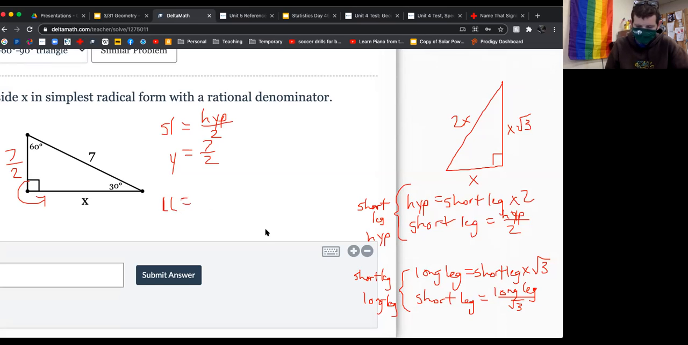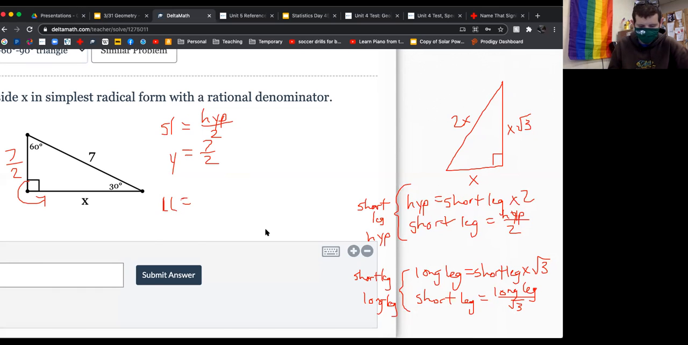Times the square root of 3. There you go. So thanks for answering. Hopefully everyone is looking at this. I have these reference formulas up on the screen. Of course, you can also just look at the diagram right here and piece it together logically from that. But I know the short leg, I'm trying to find the long leg.